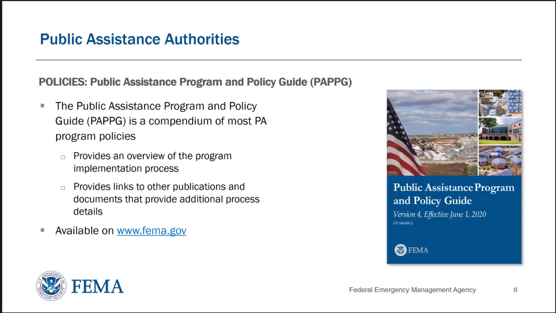Related specifically to eligibility, we've got the Public Assistance Program and Policy Guide, the PAPPG. Talking about that PAPPG, how about that word, right? It's a compendium of most Public Assistance program policies. It provides the overview of the program, the implementation, and gives you links to other publications and documents that provide additional process details, such as what's legal, what is related, deadlines, definitions of categories, and how to classify certain damages. It's not only a guide, it's a great review process.